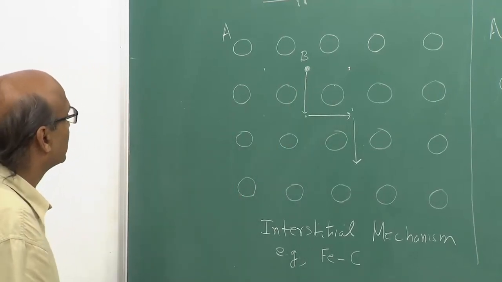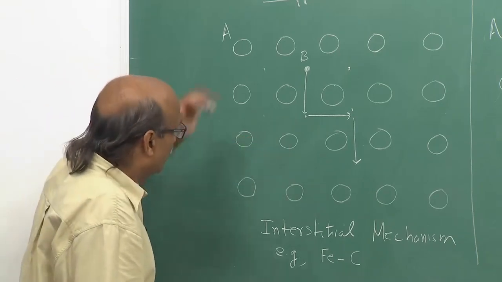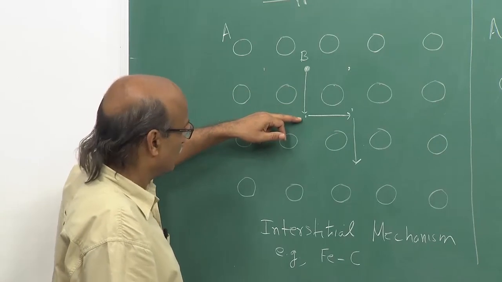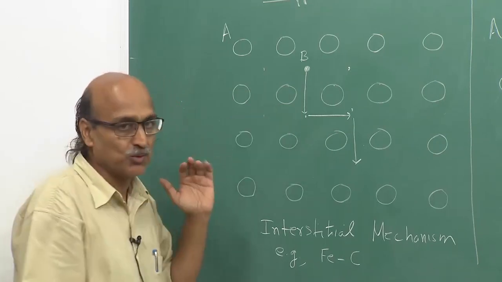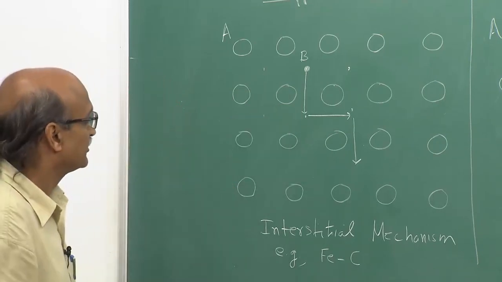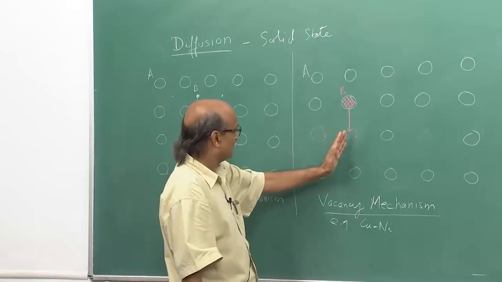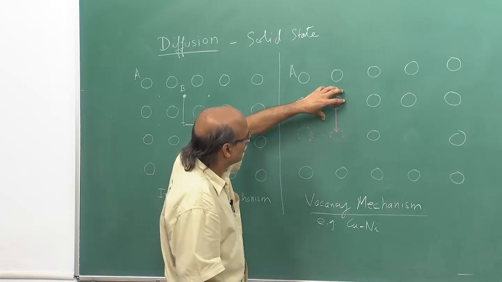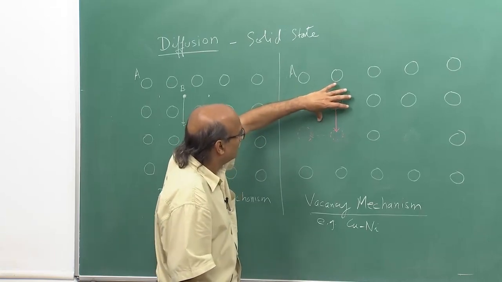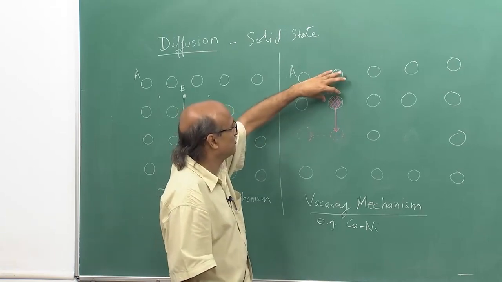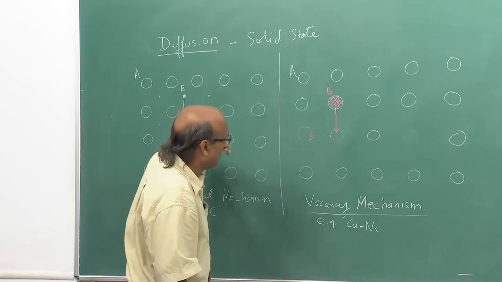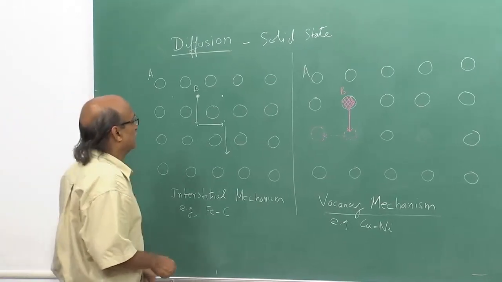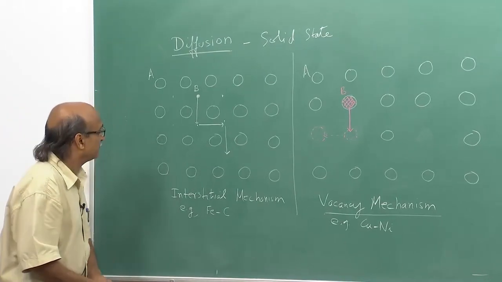And therefore, there would be an energy hill for this atom to migrate from this location to this location. So, it still has to climb an energy hill. Similarly, here as well, even though you have a vacant site, all these atoms are quite close. So, they will have to move away to give space for this B atom to jump. And again, it will have to go through an energy hill for making the jump.